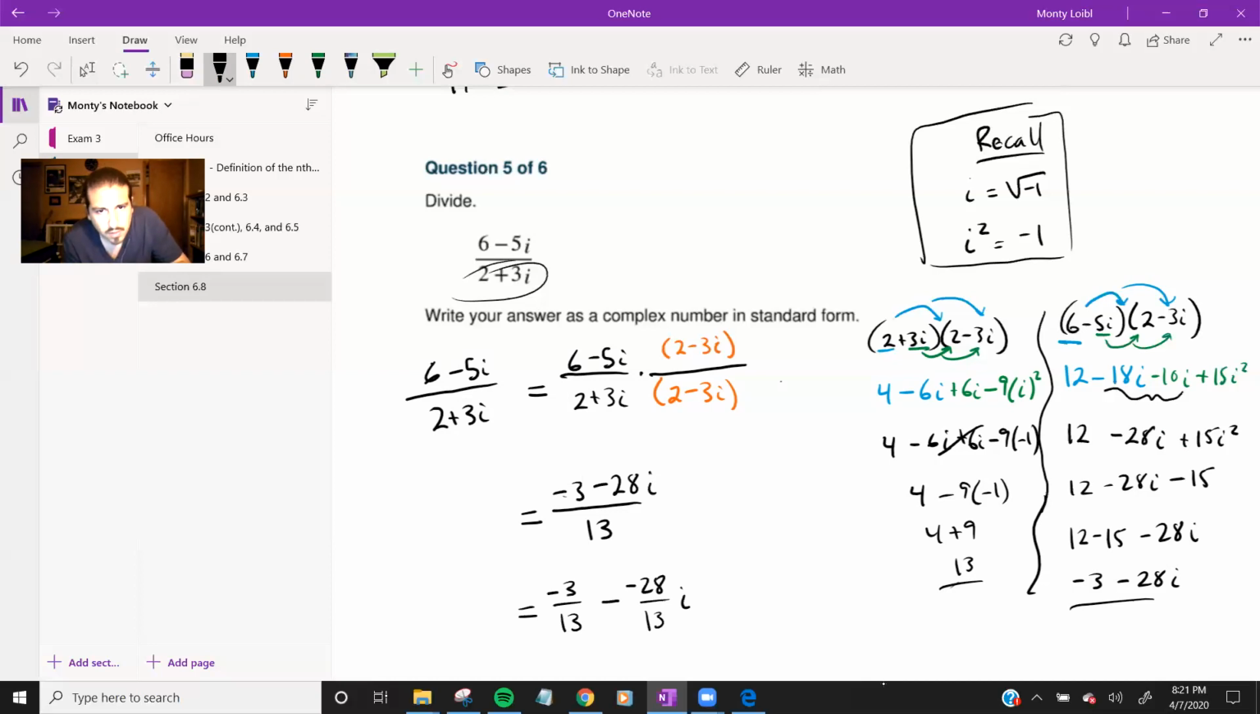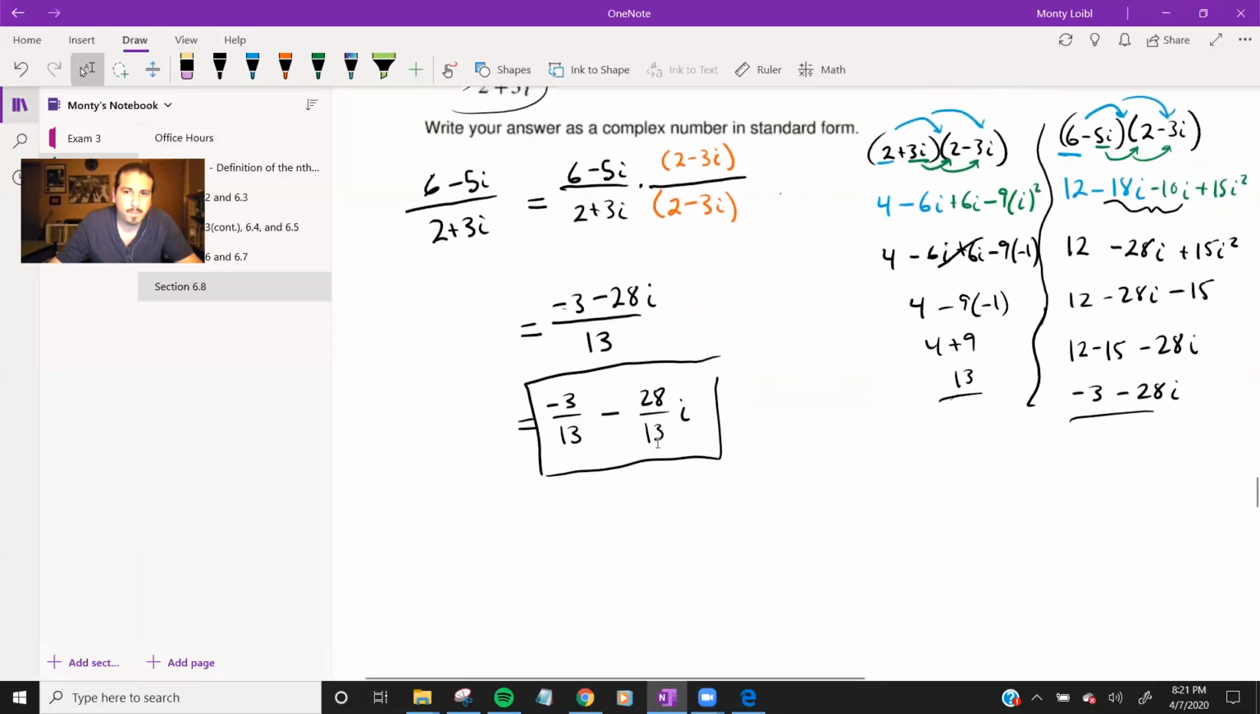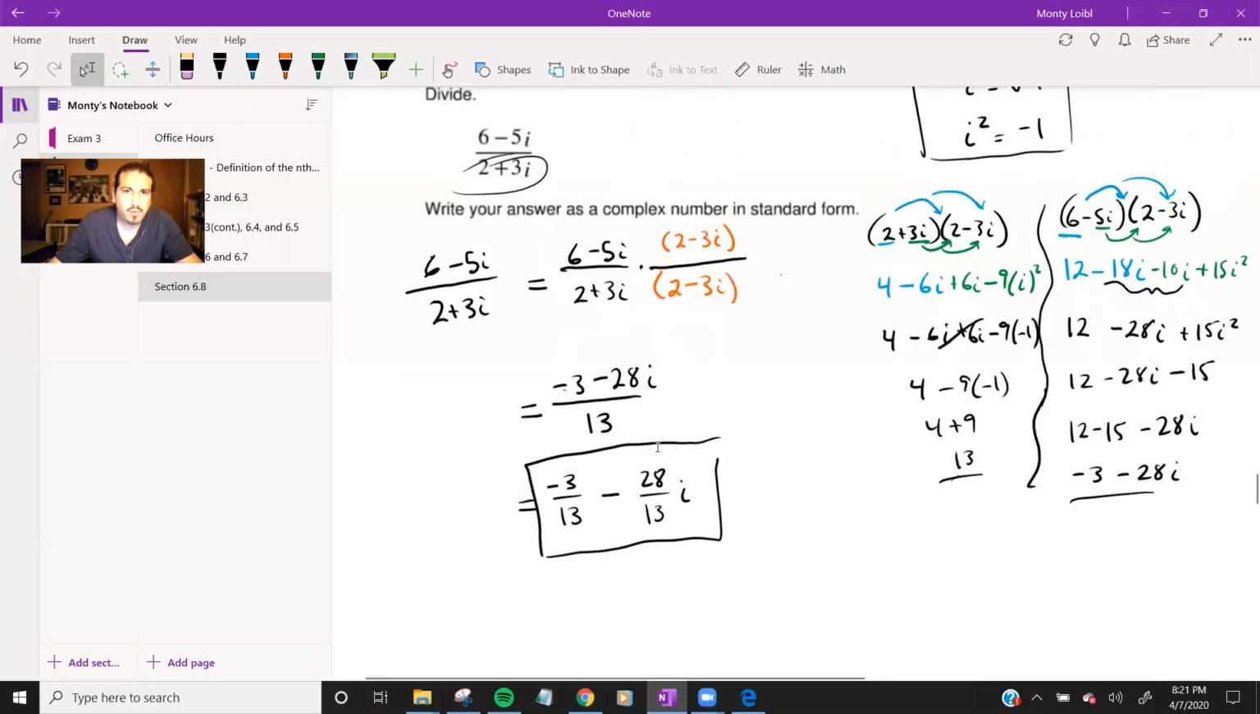Oh, you guys catch my mistake here? Extra negative in there. Okay, and so that right there is your complex number in standard form. Go ahead and box that. Okay, and that does it for today.